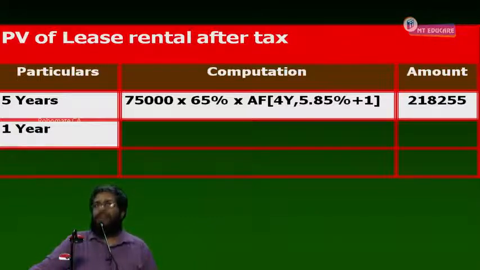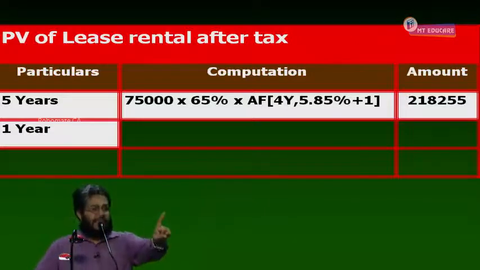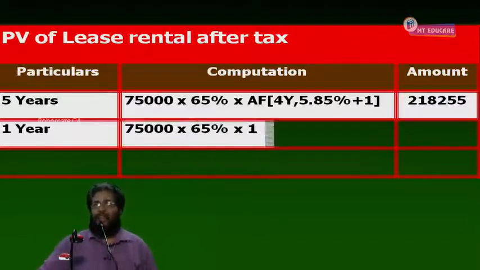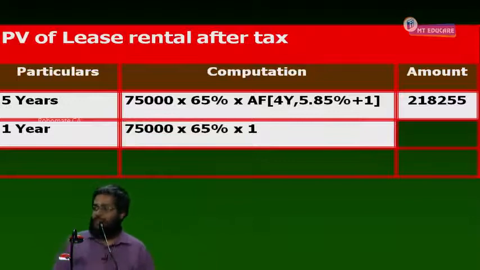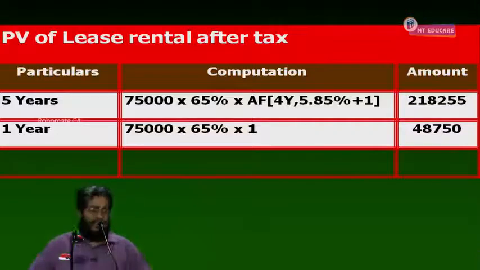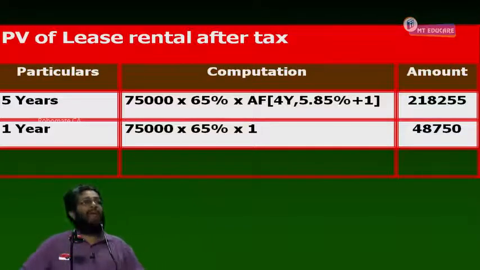1 year is simple. 75,000 into 65%. The present value factor of year 0 is 1. In the first year I don't pay at the end of the first year. I pay only at the beginning of the first year. It is 75,000 into 65% into 1. What is 1? Present value factor for year 0, because the amount is not paid at the end of the year, but paid at the beginning of the year. So what is the number here? 48,750.